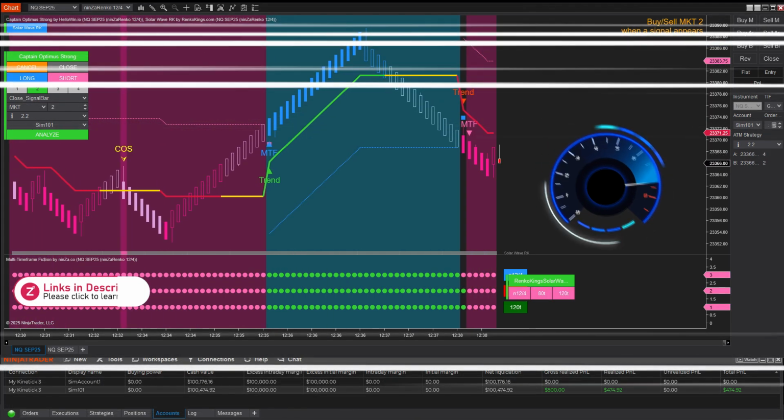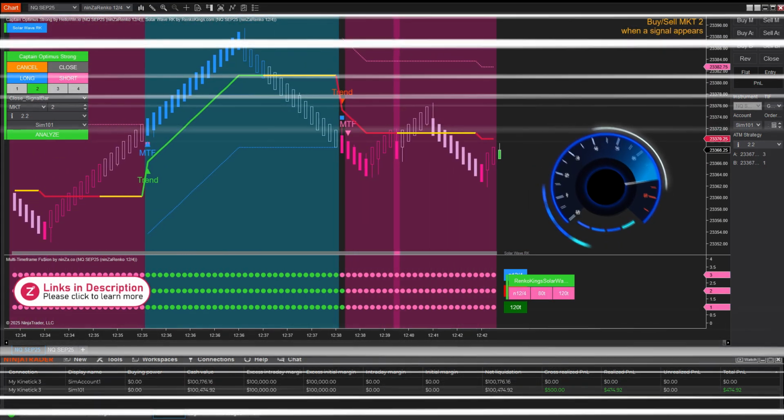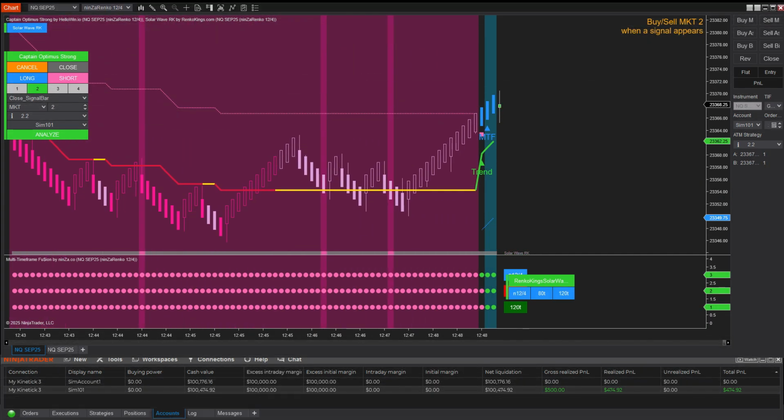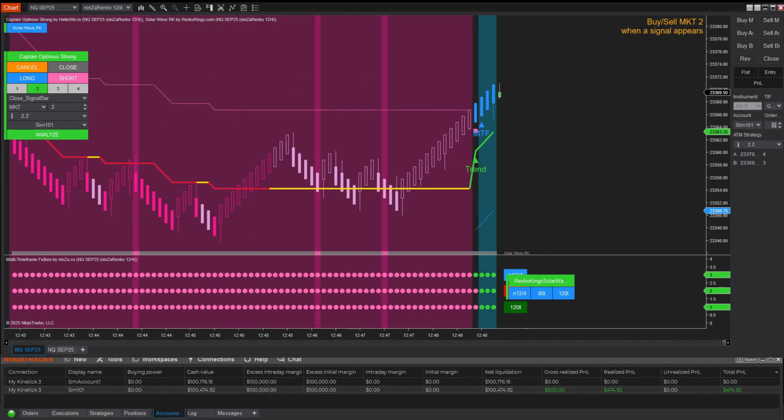Since we set the system to only take 5 consecutive signals in the same direction, it didn't place a trade here. All right, let's keep going and check out the next trades.